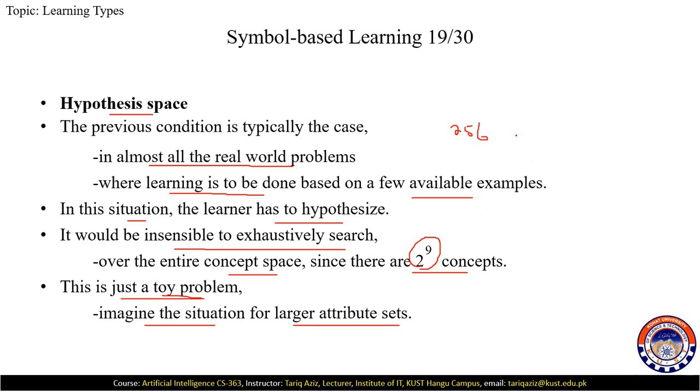But it says here that this is just a toy problem. If we increase this 9, let's say to 2 raised to the power 100, then imagine the instance space. What we are doing here is, if we have a larger attribute set: in this case, we have only two attributes, one of them is the temperature and the other one is the blood pressure, BP. With these two attributes, we have a total of 2 raised to the power 9 concepts. But if we have a larger attribute set, with more than two attributes, then let's say we have 2 raised to the power 100 concepts, then think about the situation.